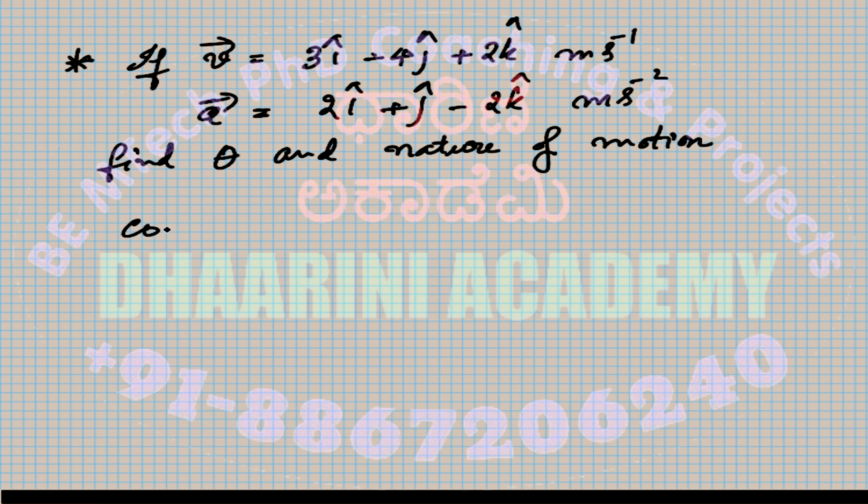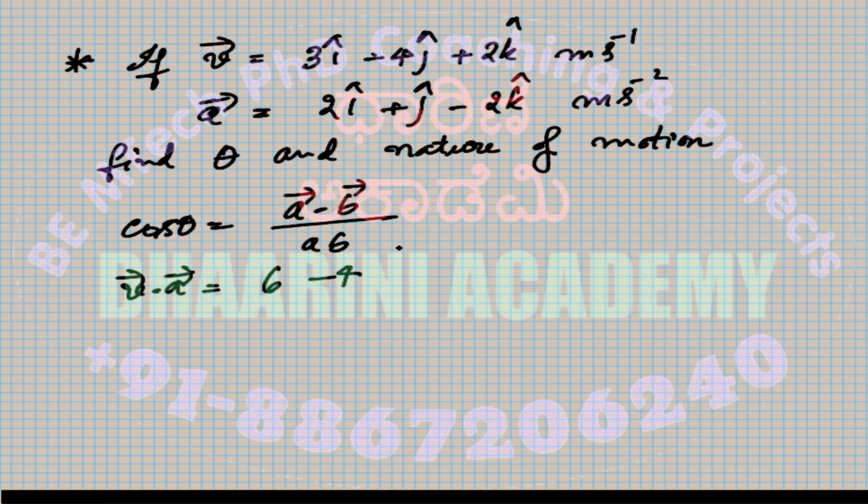So I already know that cos theta is equal to vector A dot vector B divided by AB. So first find out A dot B. That is, instead of A, I'm writing V dot A is equal to 3 into 2, that is 6, minus 4 into 1, which is 4, then minus 2 into minus 2, so minus 4. 6 minus 4 minus 4, this is minus 2. Okay, then V dot A is over.